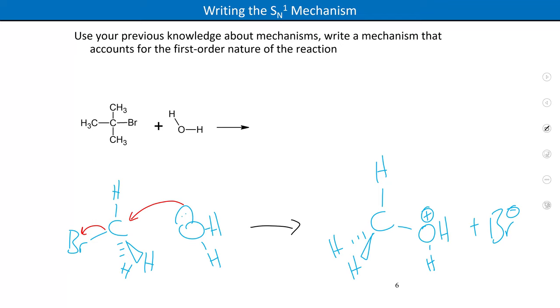Because these two things have to run into each other, changing the concentration of either of them is going to change your rate. So this one being first order, only dependent on the concentration of the alkyl halide, tells us the nucleophile is not part of the slow step. It's part of the balanced reaction, but the slow step only involves this molecule. So what is the slow step going to look like? Leaving group leaves. Bromine goes home, takes its toys with it.